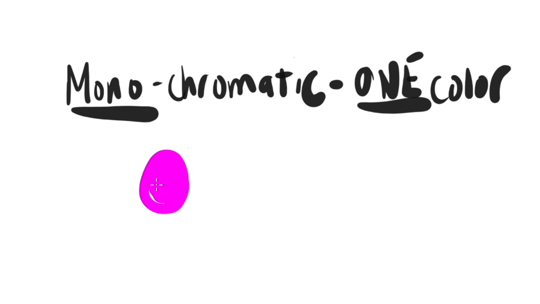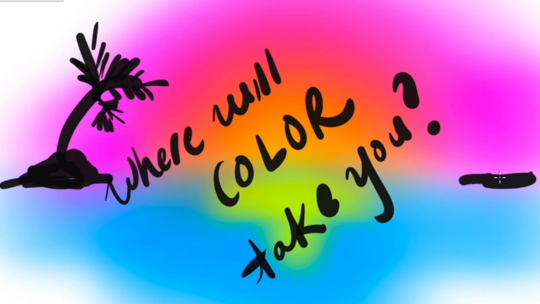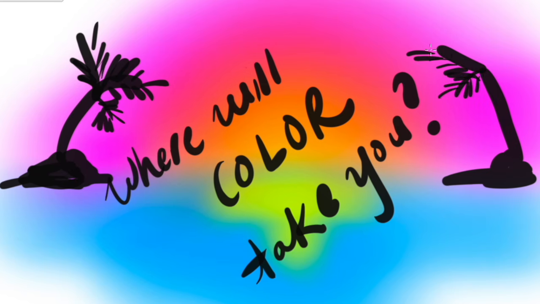Monochromatic is another word we use when discussing color. Monochromatic means all shades and tints of one color. Here's an example of shades and tints in the color pink. So, where will color take you? Have fun exploring the many possibilities.